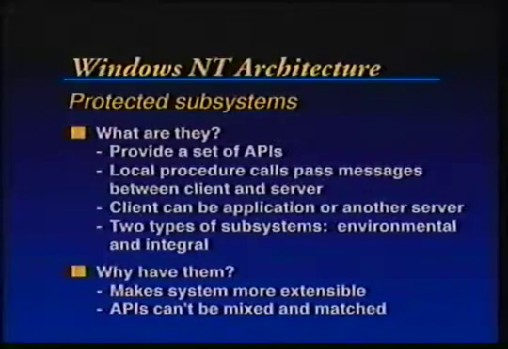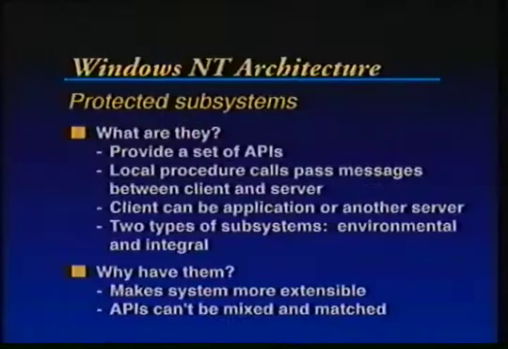In that illustration, there are two types of subsystems you have. One is the environmental. That's the subsystem which exists to handle one of the APIs you write your applications with, so Windows 32 or DOS, etc. And then you have the integral ones which perform executive functions and implement system service calls. The purpose of them is to make the system more extensible because you can add on to the operating system by simply adding additional subsystems.